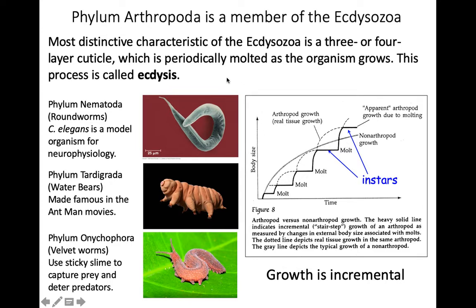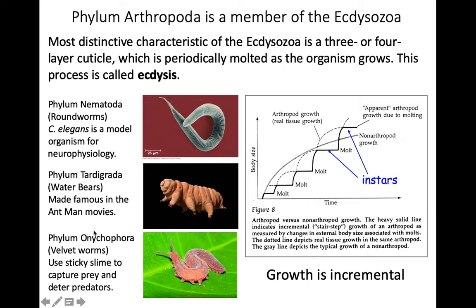So in addition to the arthropods, there are 3 other common phyla within the Ecdysozoa. The phylum Nematoda, or roundworms. You probably know of this group because of the model organism C. elegans that is used in neurophysiology. The phylum Tardigrada, which are water bears or moss piglets. You probably know this group from watching Ant-Man movies, and they've received a lot of press in the last few years because of their amazing ability to withstand all sorts of extreme environmental conditions.